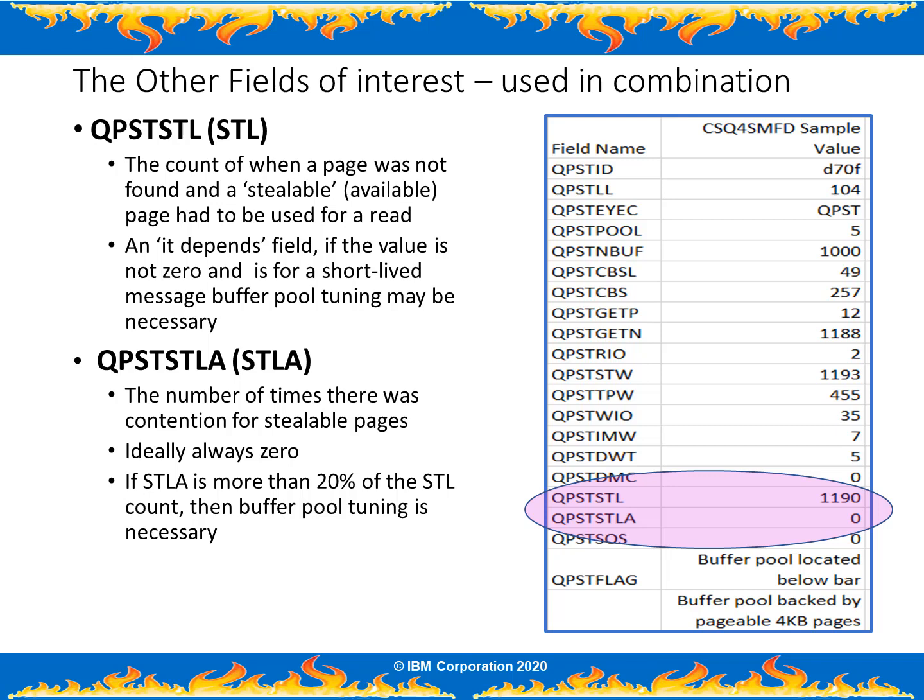If the pool is for short-lived messages and the value is not zero, then you probably want to start tuning that buffer pool. The second field is the STLA field, and that is the count of the number of times there has been contention for a stealable page. Again, if this particular buffer pool is for short-lived responsiveness-driven messages, if you have a non-zero STLA count, you need to look into tuning that particular buffer pool. If this is for a batch workload and the STLA value is 20% or more of the STL count, then you do need to look into resizing that as well. By the way, that 20% count is just my rule of thumb. You may find in your environment that you can tolerate more or less.